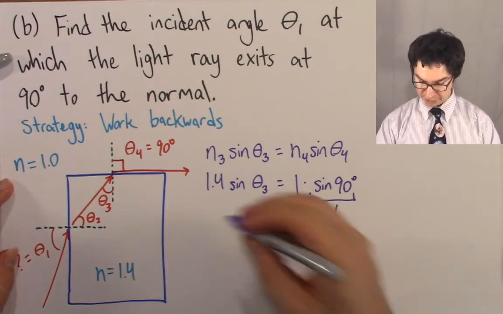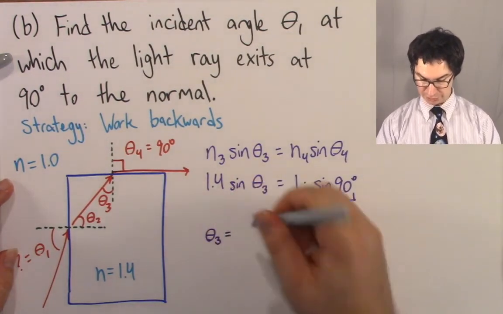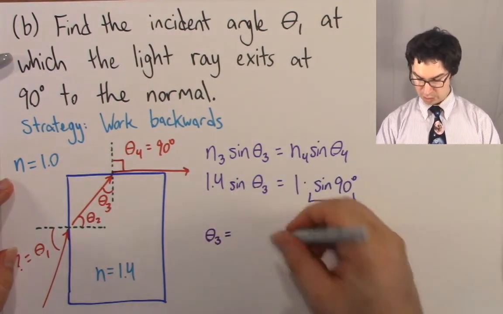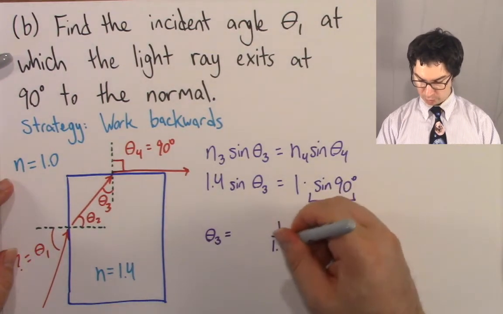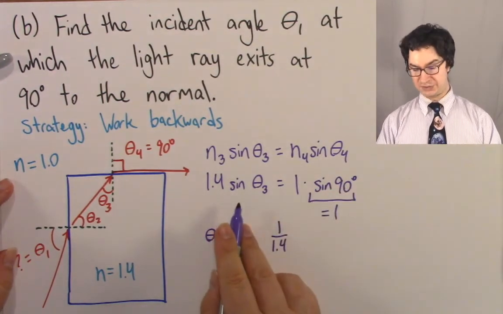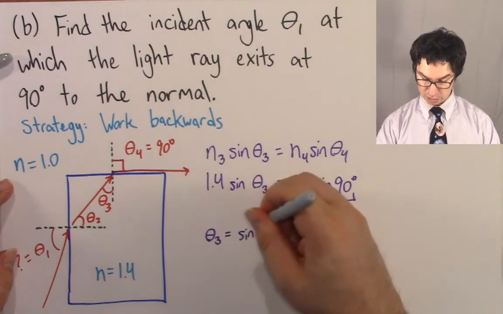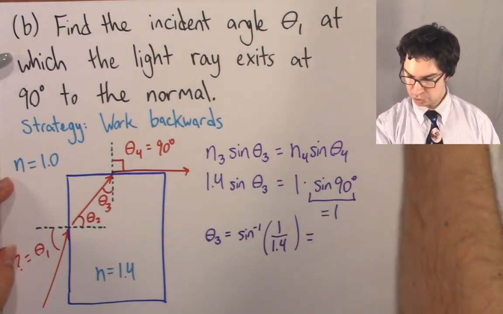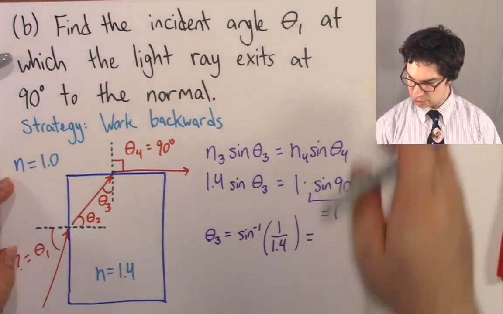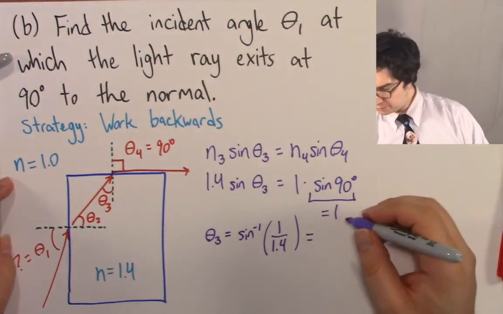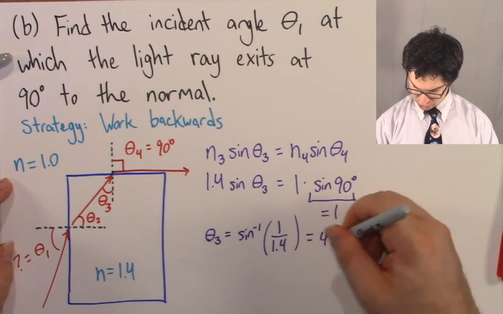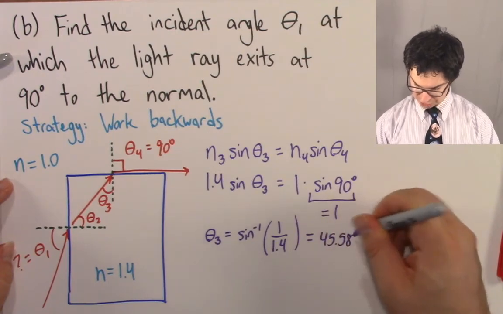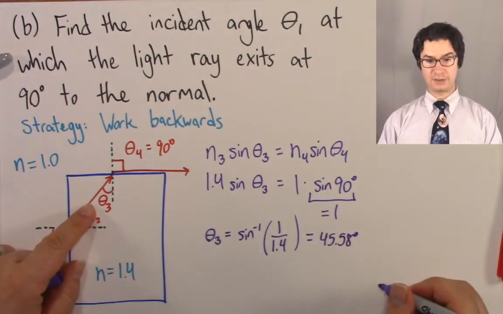So when we solve for theta 3, we divide both sides by 1.4. So we're going to get 1 over 1.4 over here. Then we have to get rid of the sine function by taking the sine inverse of both sides. And if you solve for this theta 3, you will get none other than 45.58 degrees. All right, so we found theta 3.